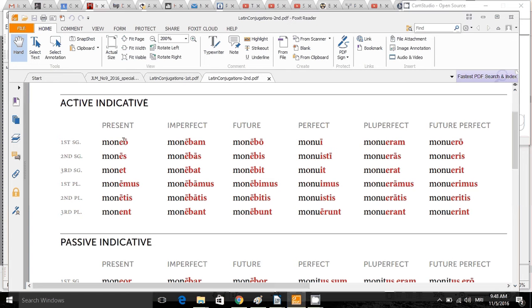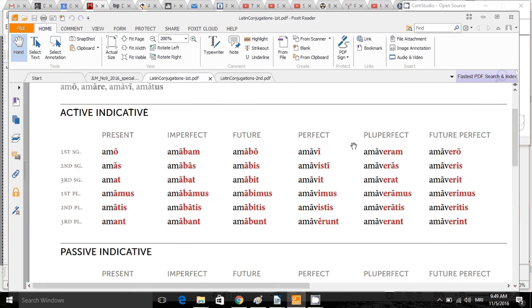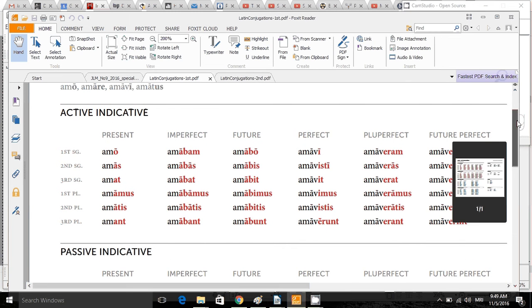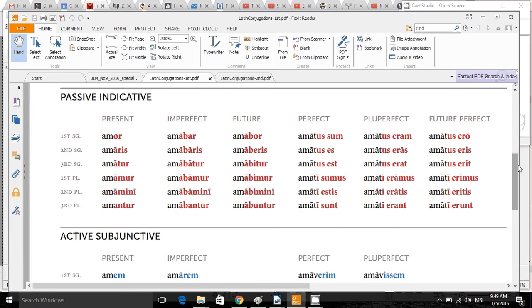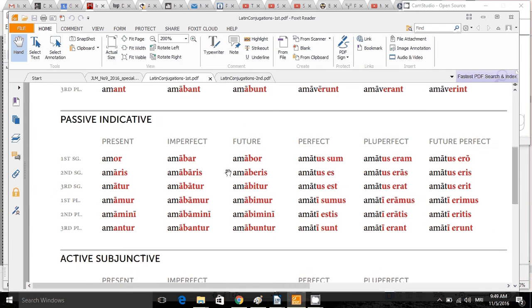And then it's the same thing for moneo, for the second conjugation. Second conjugation verbs have E as the characteristic vowel, but all those endings are the same. Okay. Now we're going to move on to learn the passive voice. And today we're going to do the first half of the tenses: the present, the imperfect, and the future tenses.